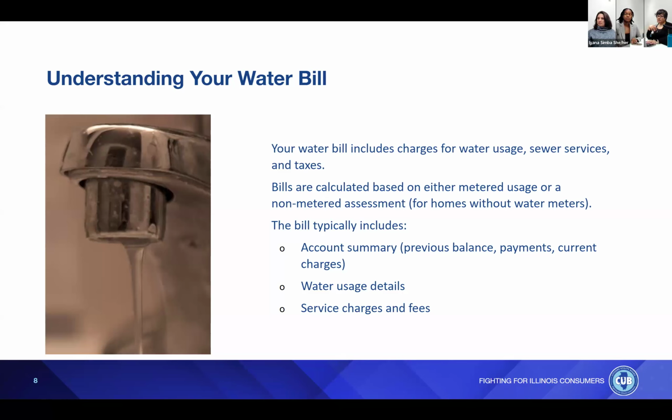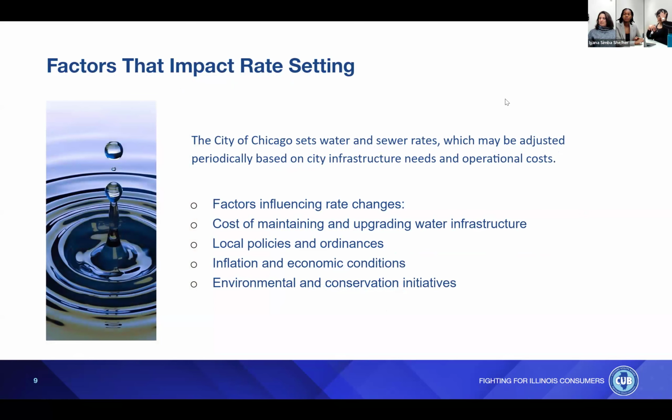Your bill includes an account summary, previous balance, payments, current charges, the water usage details, service charges, and other fees. Some of the factors that impact the rates for water depend on each municipality. Here in Chicago, those rates are set by factors that include the cost of maintaining and upgrading the water infrastructure, local policies and ordinances, and also the economy. Other initiatives like water conservation or programs that may be available are paid through consumer contributions.